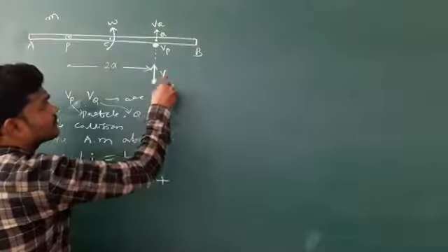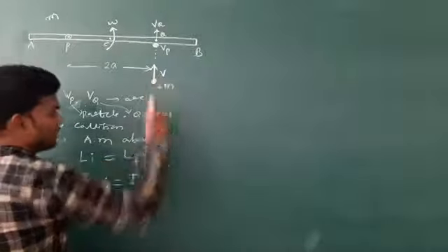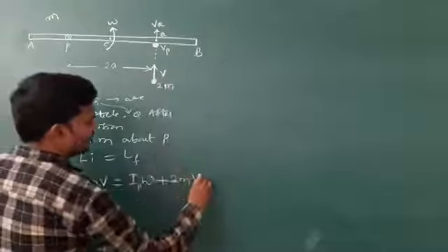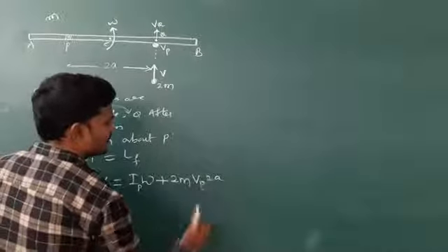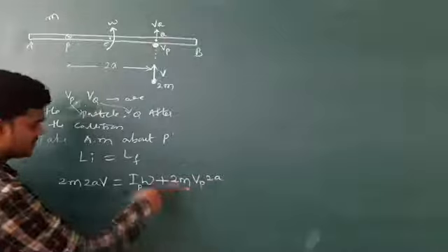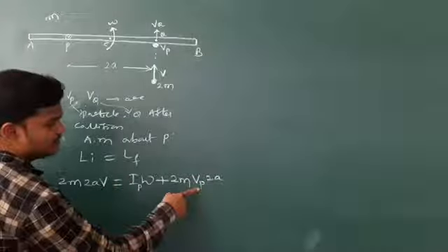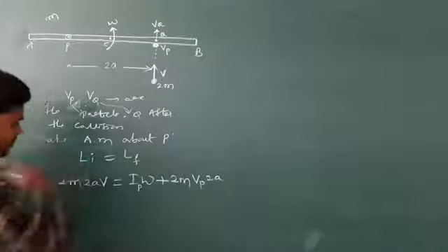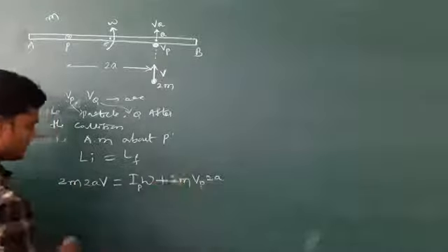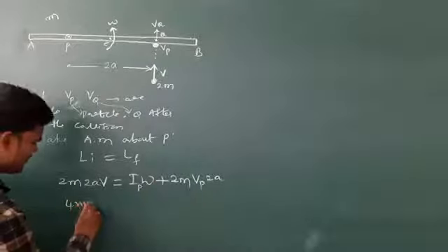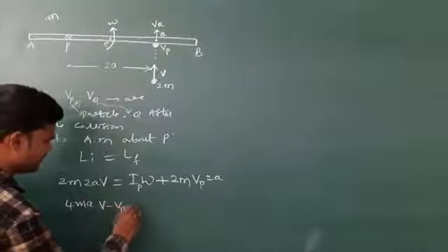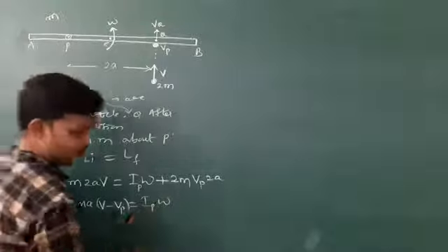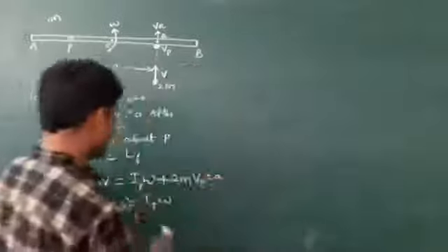And after the impact this particle has a speed Vp. So let me write like this: 2m, velocity of the particle, and 2a. See, this is before collision, and this is after the collision, where Vp is the velocity of the particle after the collision. Okay, and here 4ma is there. Let me write 4ma (v minus Vp), which is equal to Ip omega. Ip is the moment of inertia about point P.